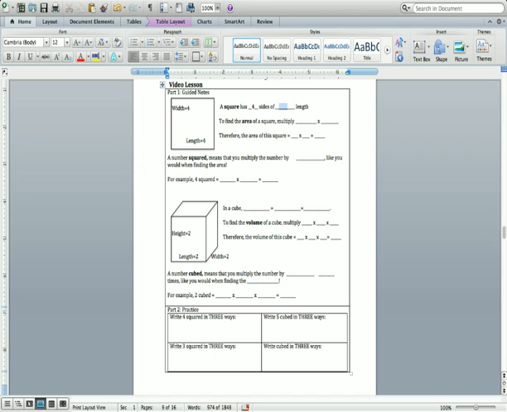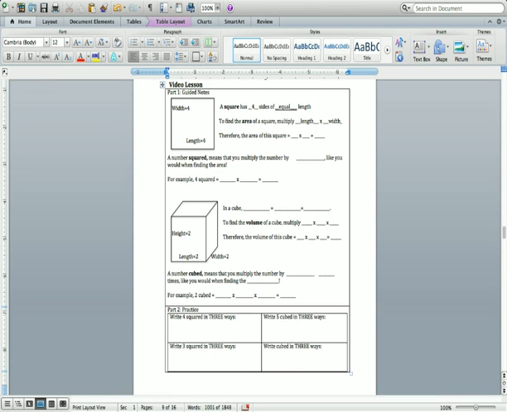Are the lengths the same or different? Yeah, they are equal. So in that first blank, write 4. In the second blank, you're going to write equal. To find the area of a square, what do we multiply? We are going to multiply length times width. So in those blanks, write length and width.